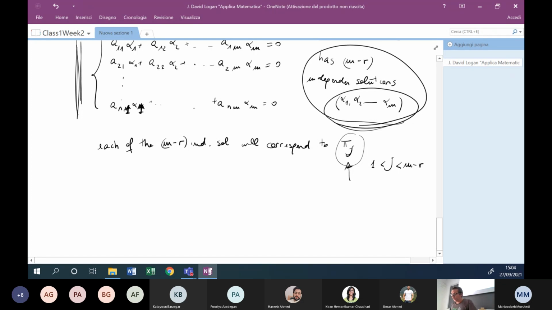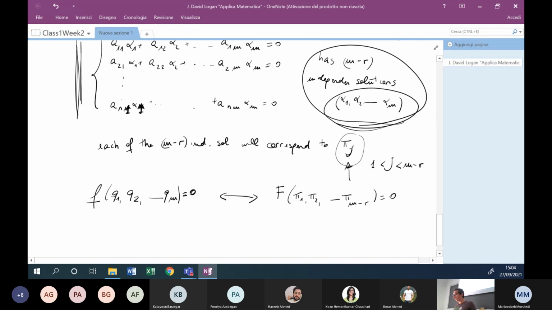Now the second part of the proof implies that we have to show that the physical law f of q1, q2, ..., qm equal to 0 is equivalent to some other law that I want to write in terms of pi's. So this law is some function f of pi1, pi2, ..., pi m minus r equal to 0.